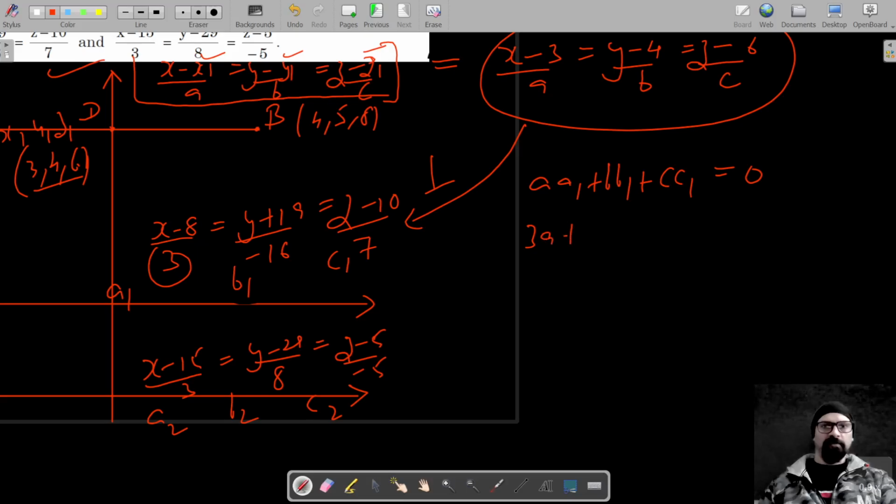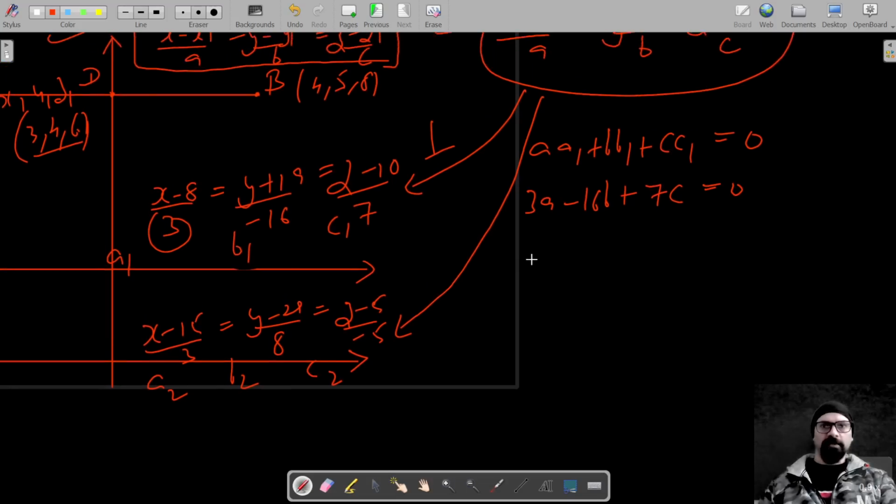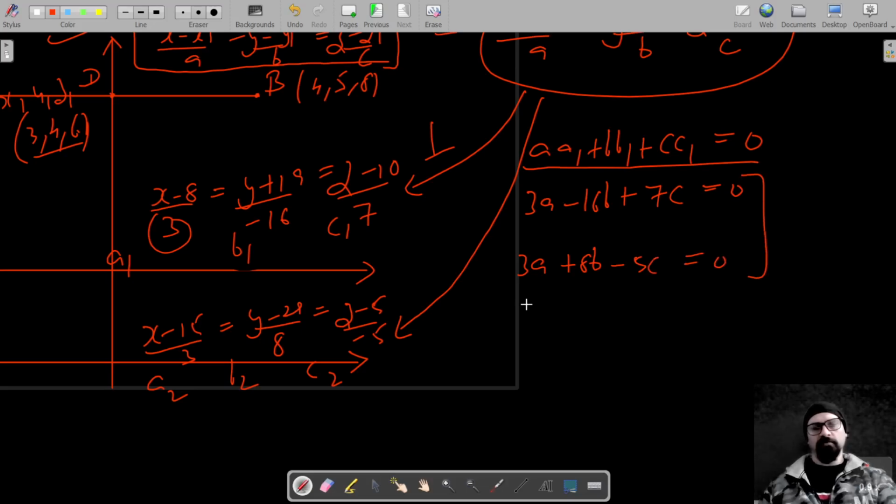This means 3a minus 16b plus 7c is equal to 0. Also, this line is perpendicular to the second one, so a into a2 gives me 3a plus 8b minus 5c is equal to 0. So these are two equations, and we have to solve them to get the values of a, b, and c: 3a minus 16b plus 7c is equal to 0, and 3a plus 8b minus 5c is equal to 0.